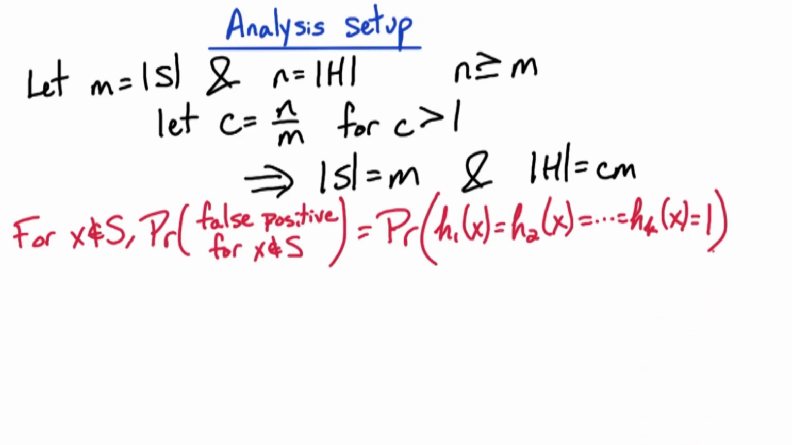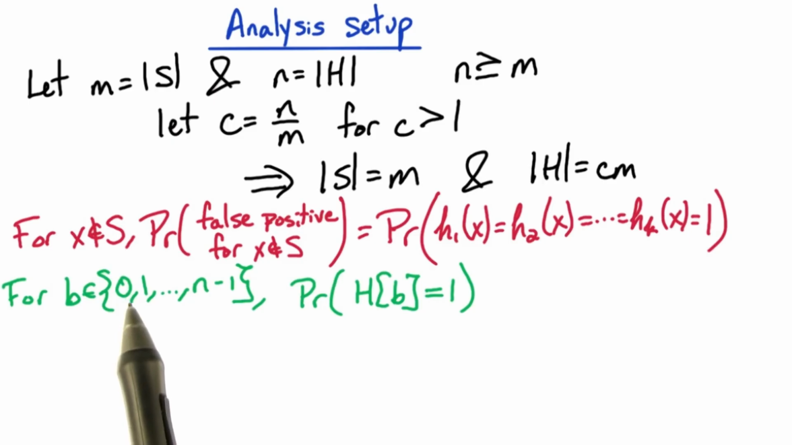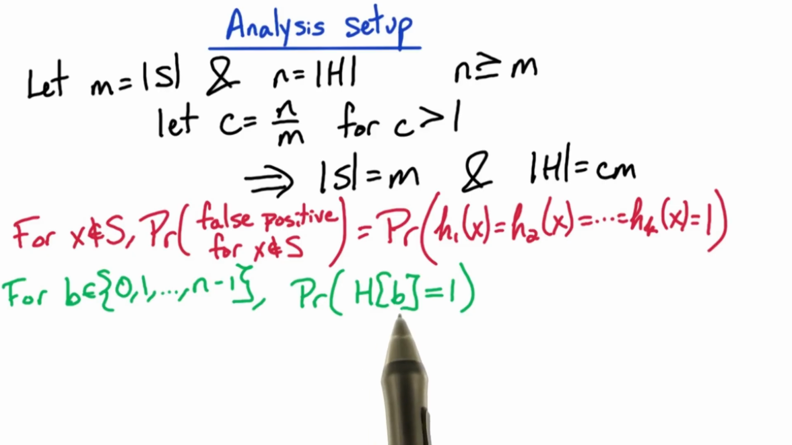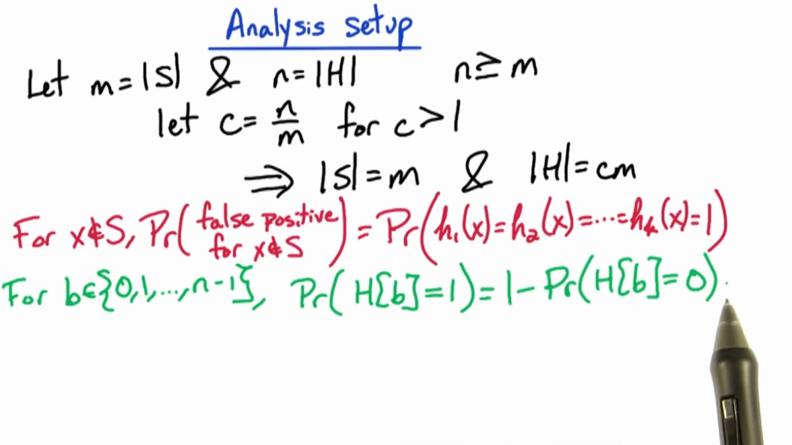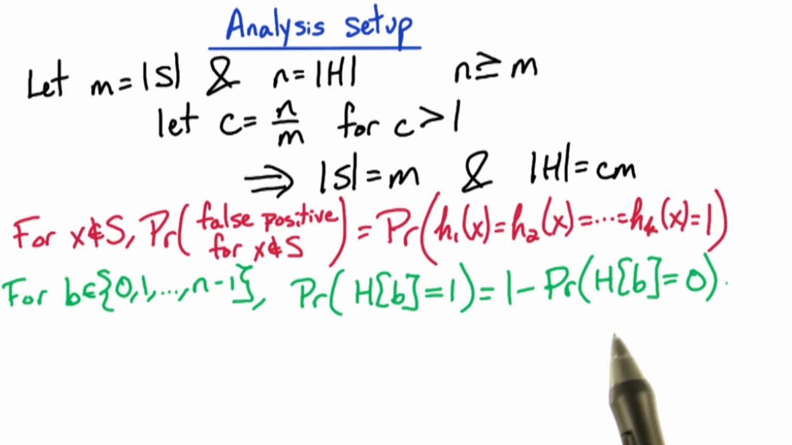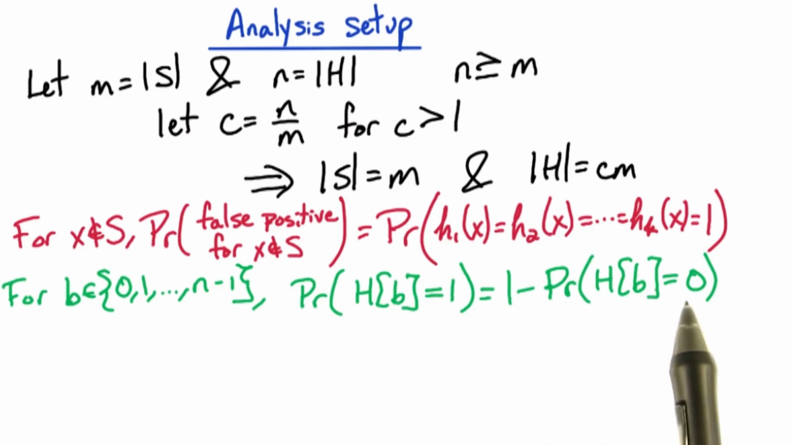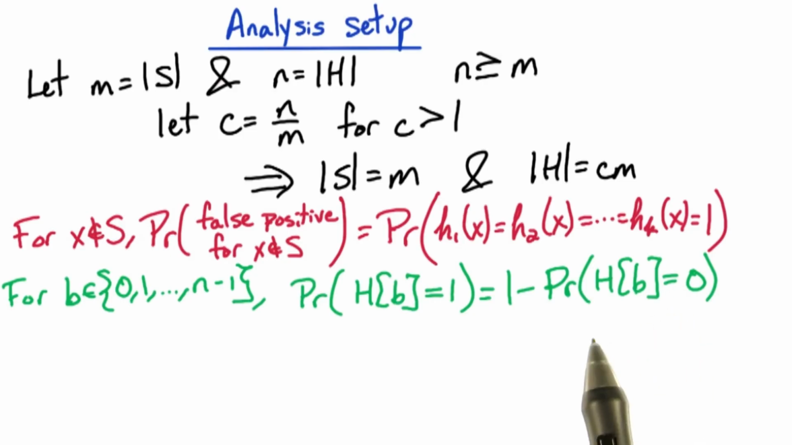Let's first look at a simpler problem. For a specific bit, B, what's the probability that specific bit is set to 1? So for a specific bit B, this ranges between 0, 1, and n minus 1. What is the probability that this specific bit B is set to 1? It'll be slightly easier to look at the complementary event that this specific bit is set to 0. So the probability that this specific bit is 1 is 1 minus the probability that this bit is still 0. Now to analyze the probability that it's still set to 0, we have to check that all of the insertions miss this 1 bit.